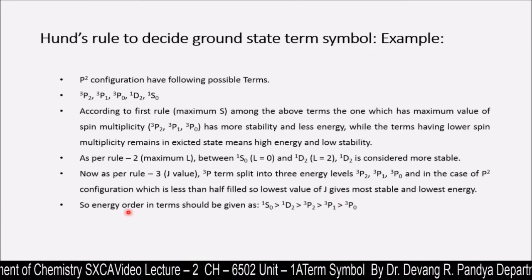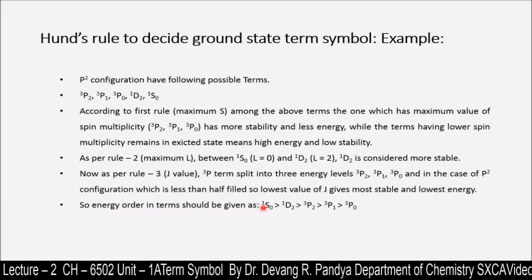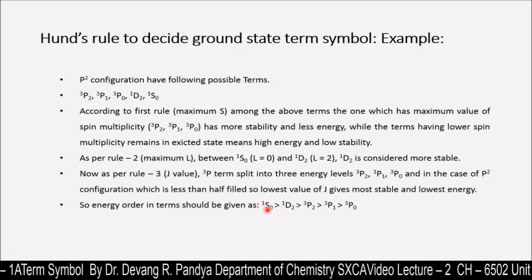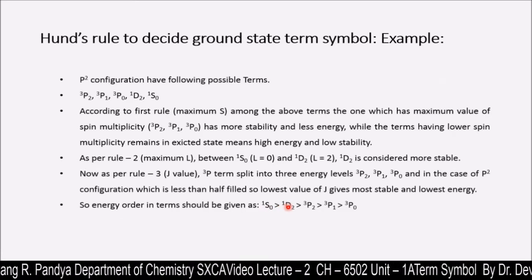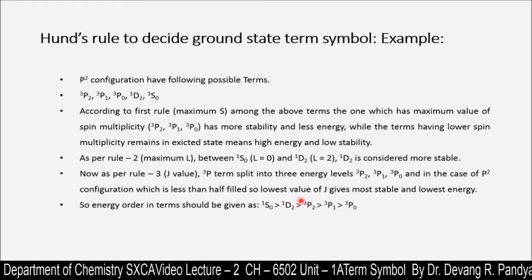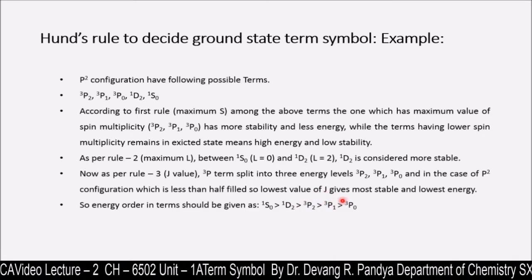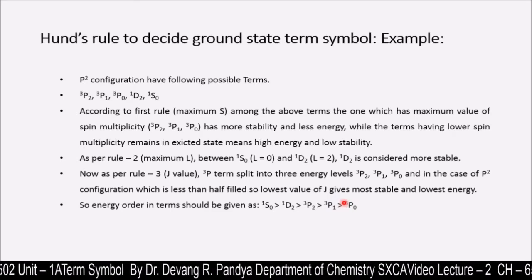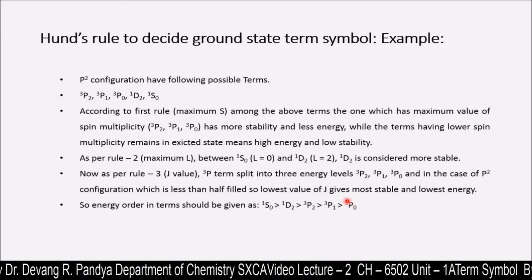So the energy order of the terms for P2 configuration should be given as singlet S0, maximum energy, lowest stability, then lower energy is the singlet D2, then lower energy is the triplet P2, then lower energy is triplet P1, and lowest energy is of triplet P0. That means triplet P0 for P2 configuration should be considered as the ground state term symbol.